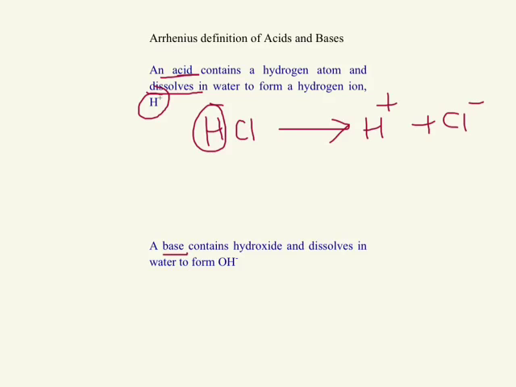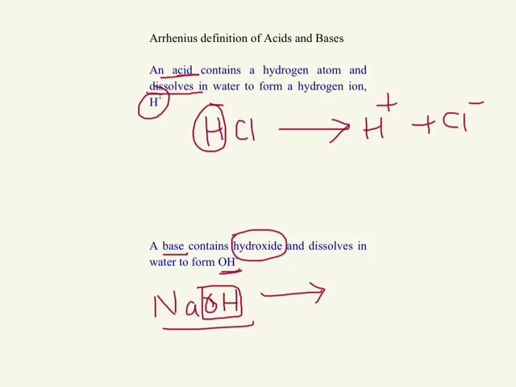Similarly, a base contains hydroxide and dissolves in water to form OH minus, which is hydroxide ion. So NaOH, it's a base. Why? Because it has OH, and when NaOH is dissolved in water, it forms Na plus and OH minus. So OH minus is produced.